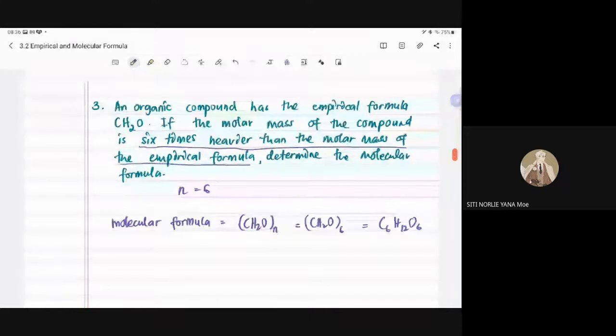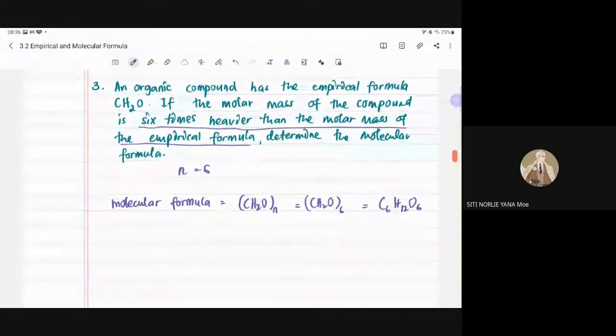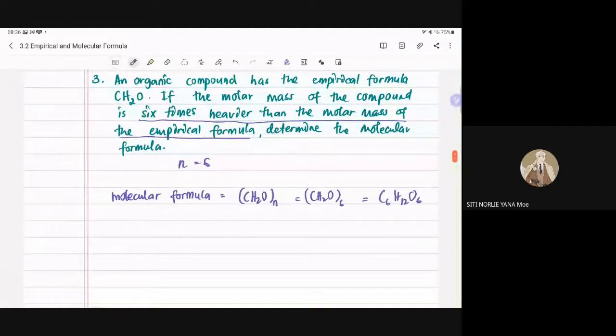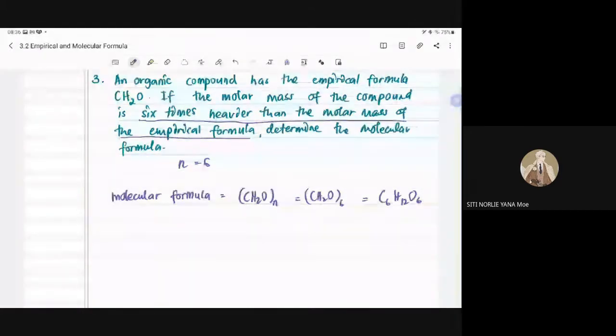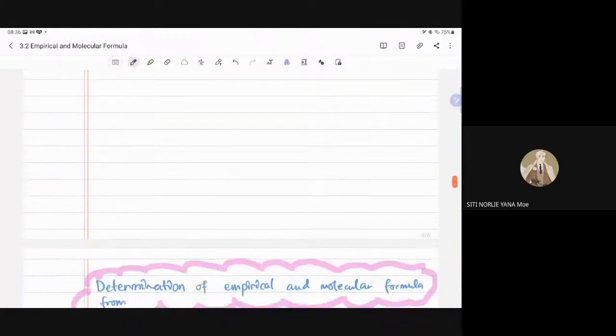Okay, so it's very simple. So now let's proceed to the next part, the next question. I think none of you have questions for this because it's very simple. So let's proceed to the next one.